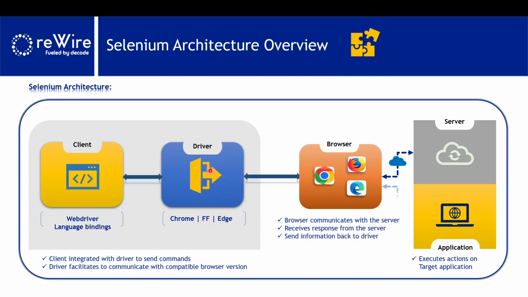Once you initiate the execution, these language bindings will invoke the driver, the driver will speak to the browsers, and the browsers in turn will speak to the application server and invoke the actions on the particular application. Then if there are any exceptions, the server will send back, and the browser will send back to the driver, and the driver will understand and represent in our report that so and so expressions are working fine. So this is a kind of bidirectional flow that we have in the Selenium architecture.